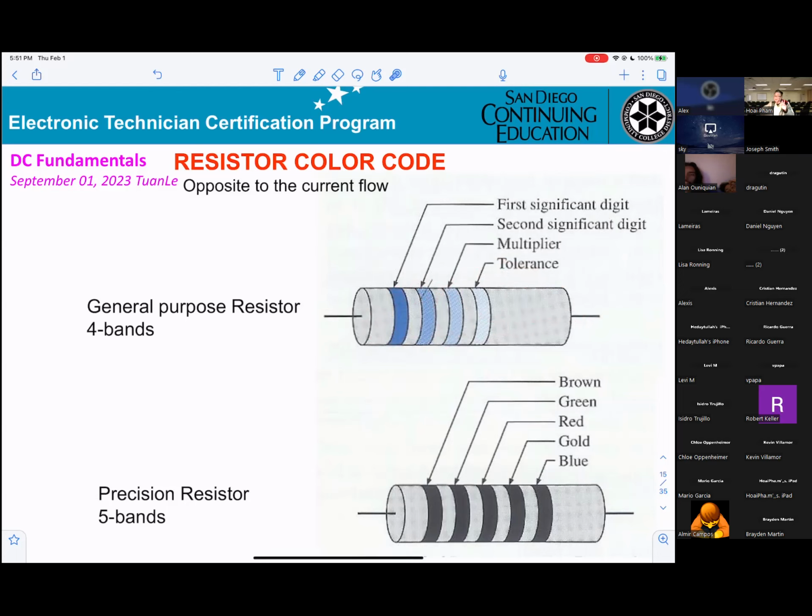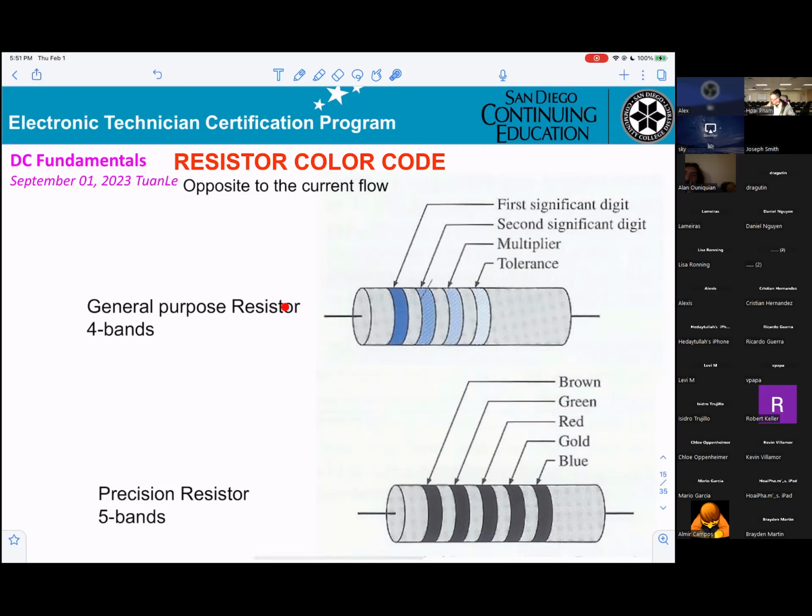The answer will be, if you want the value, I need the table with the color code and then I can tell you. However, to me, if you give me the meter, that's what we call a DMM, I can measure and tell you the value. That's the technician's job. Okay. Now we go into the calculation by the color.